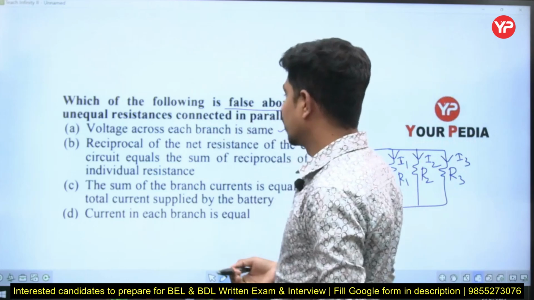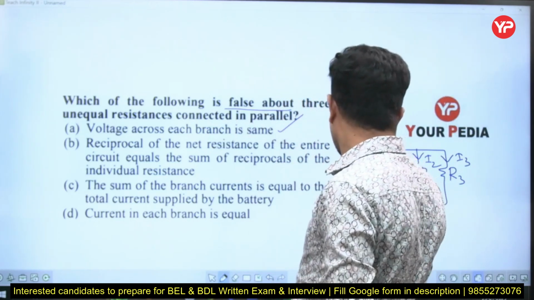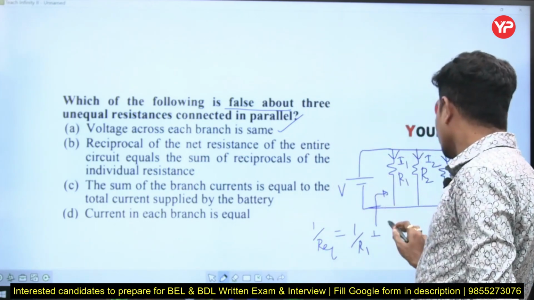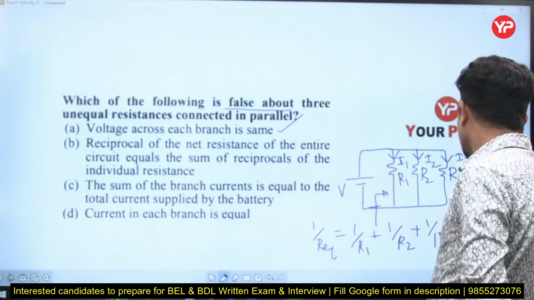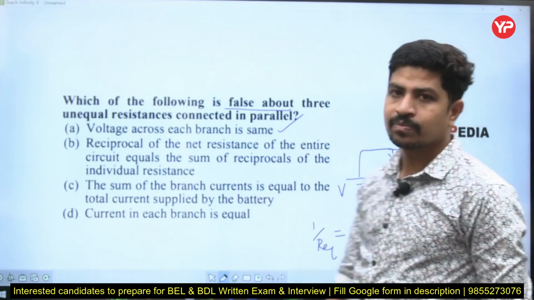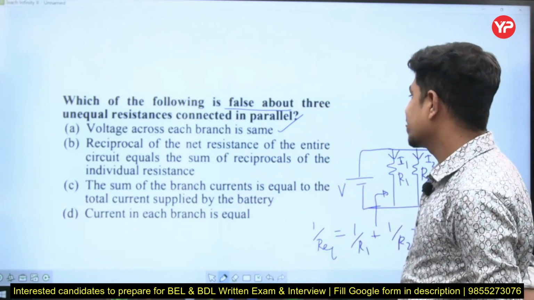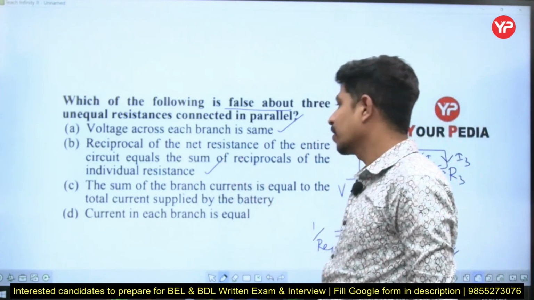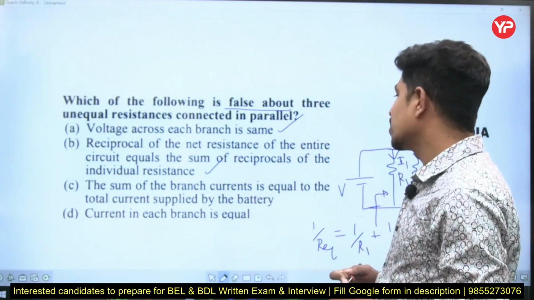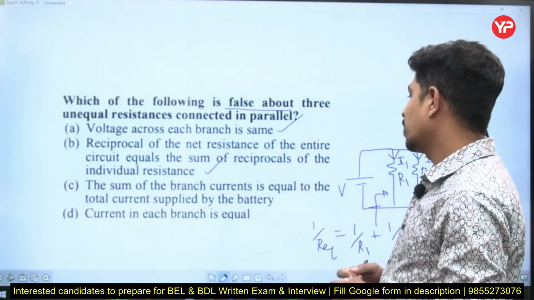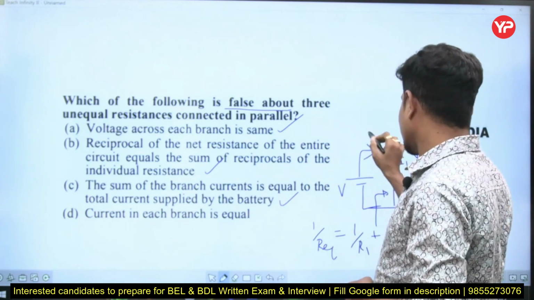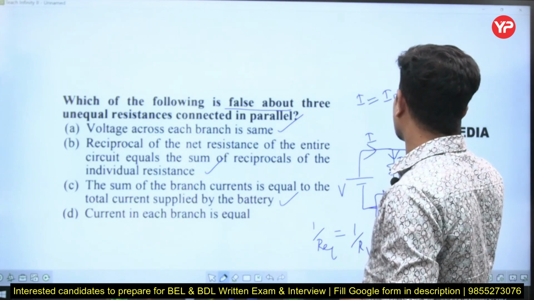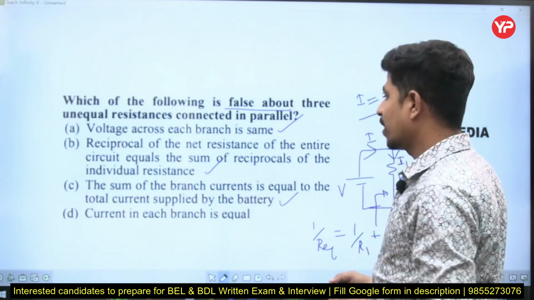A false statement. If you want equivalent resistance, 1 by R equivalent is equal to 1 by R1 plus 1 by R2 plus 1 by R3. We know this one very well. The reciprocal of the net resistance of the entire circuit is equal to the sum of the reciprocals of the individual resistances. This is also correct. The sum of the branch currents is equal to the total current supplied by the battery. This is also correct. I is equal to I1 plus I2 plus I3.